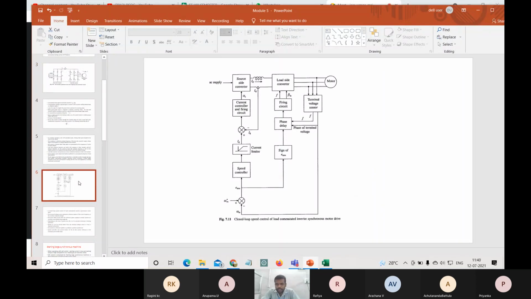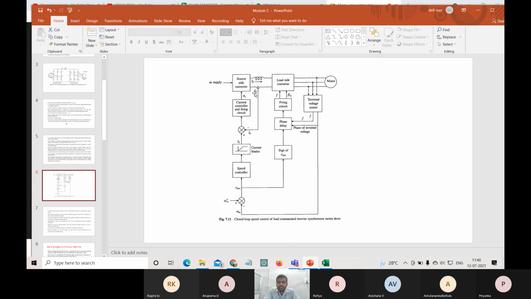I'm going to deal with the closed loop speed control of a load commutated inverter synchronous motor drive. The closed loop speed control here will have one inner current control loop and an outer speed control loop. The two loops will be here, one inner current control loop and one outer speed control loop. So that we have to decide.